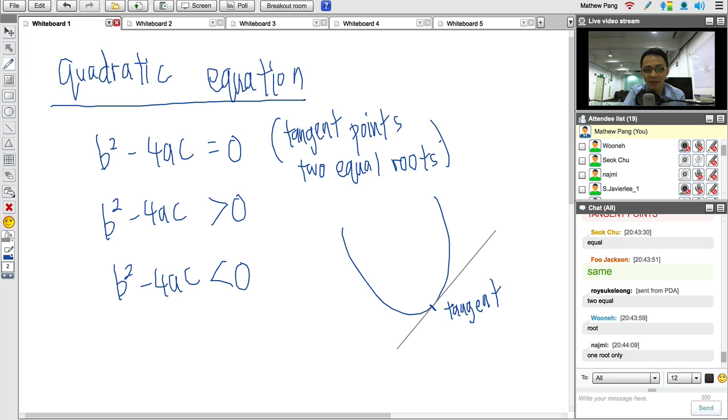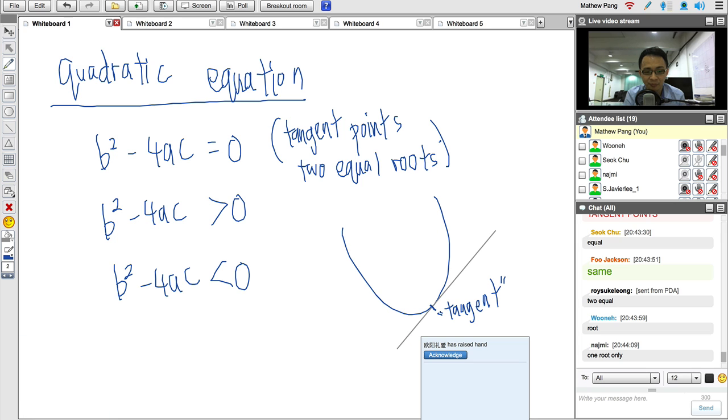So whenever you see the word tangent, you are not seeing tangent quite often. You will see it in this chapter, and then you will see it in differentiation. In differentiation, tangent means same gradient. So over here when you see tangent, you have to straight away link it to b squared minus 4ac equal to 0. Or sometimes they will say two equal and real roots. Right, so this is quite simple.